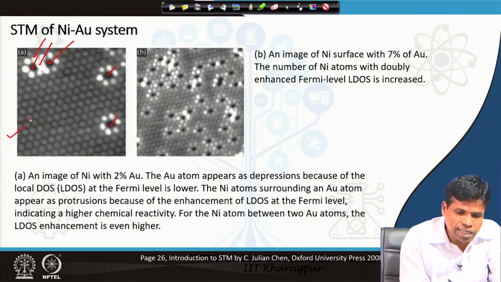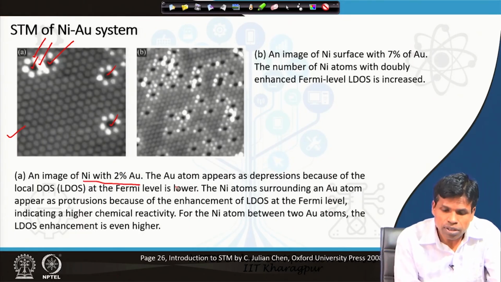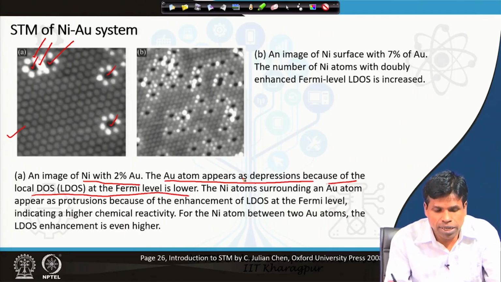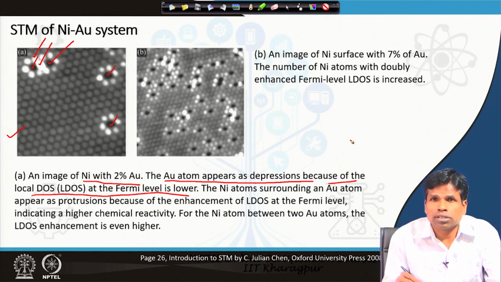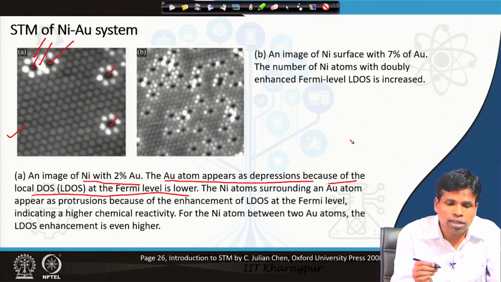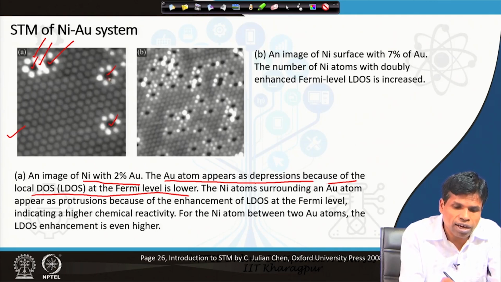So, A is nickel with 2% gold. Here these darker portions are nothing but the gold. The Au atom appears as a depression because of the local density of states at the Fermi level. At those places the density of states is lower, there are unoccupied states, and enough electrons are not available. As enough electrons are not available, we are measuring a very small current there or almost no current. So, as we are measuring no current, those regions appear darker.